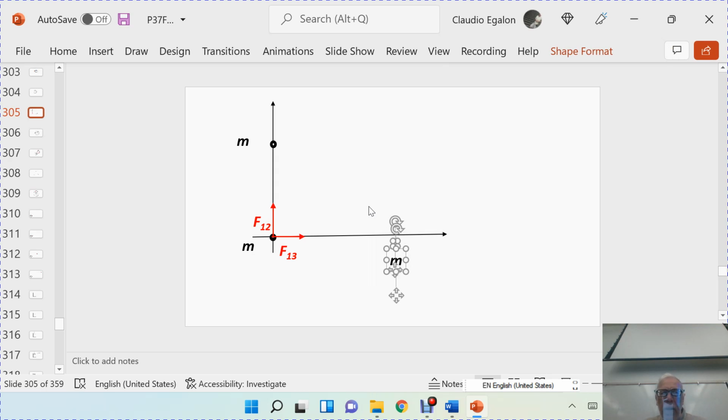Similarly, we have the reaction forces here, right? The force on 3 due to 1, the force on 2 due to 1. But I want to know the net force applied to mass 1. The net force applied to mass 1 is going to be the vectorial sum of those two forces, the net force.